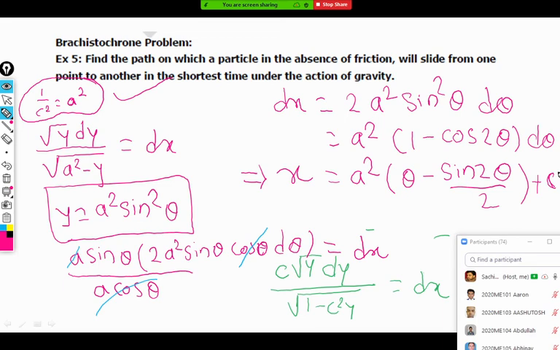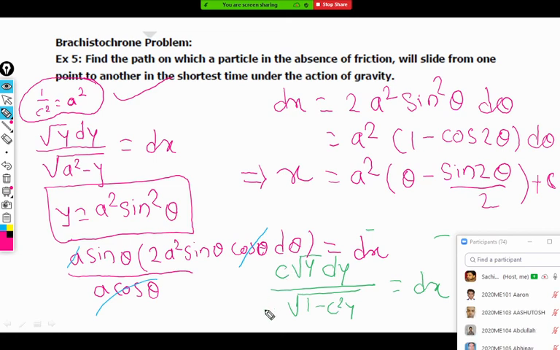2 sine square theta is... Sir, we missed that c out there. Where, sir? dx equal to c root y, no? So we just put dx equal to c root y dy by root of 1 minus c square under the root. The c got cancelled, na? We took the c common from the denominator, so it got cancelled. Okay.